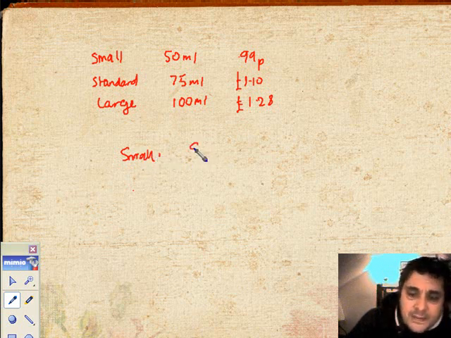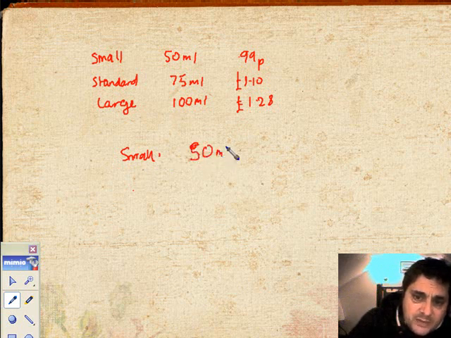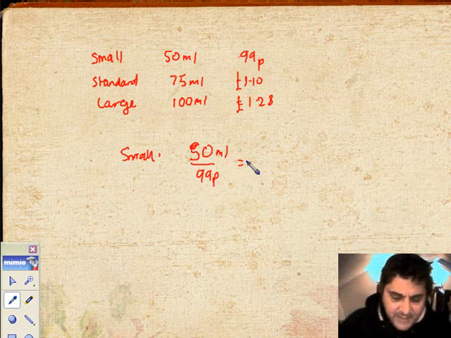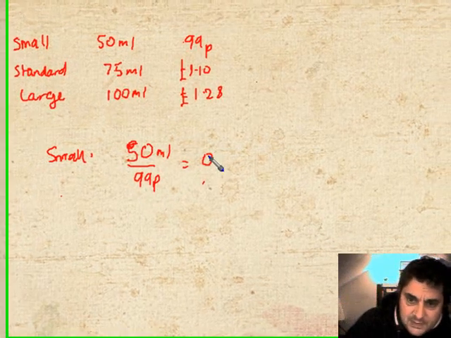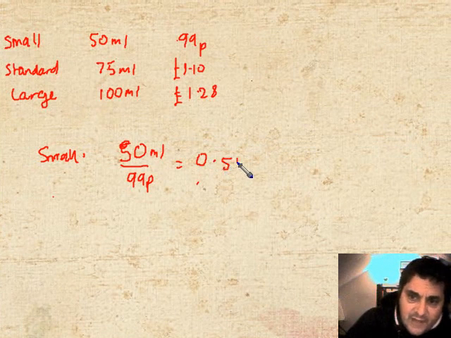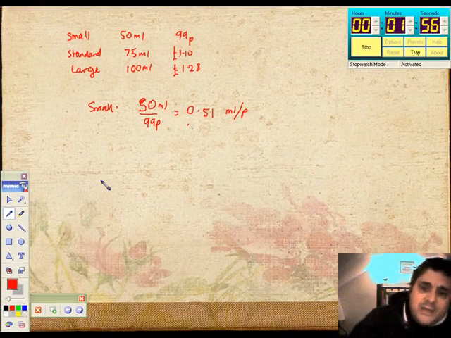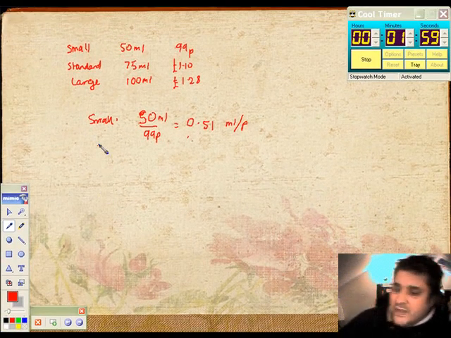I'll take my 50 ml, divide that by 99p, grab a machine. 50 divided by 99 gives me 0.51, this is 2 decimal places by the way, millilitres per penny spent. So it's a little over half a millilitre for every penny.